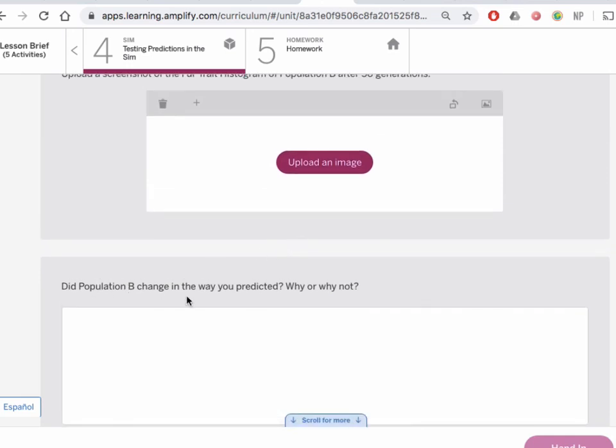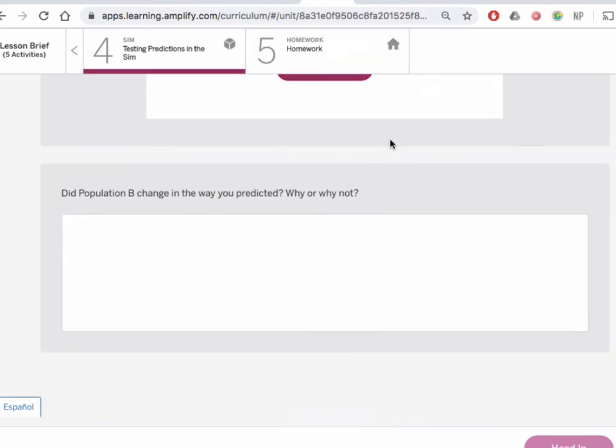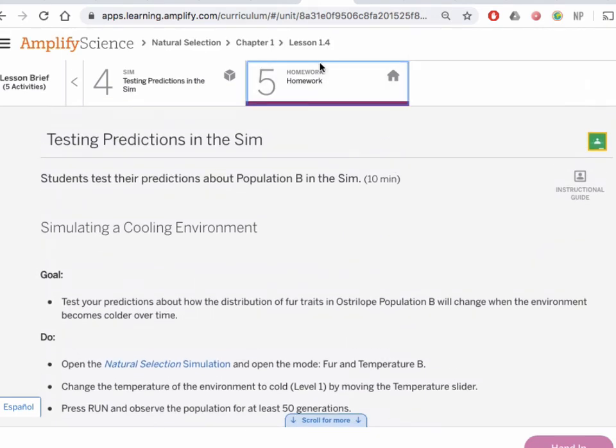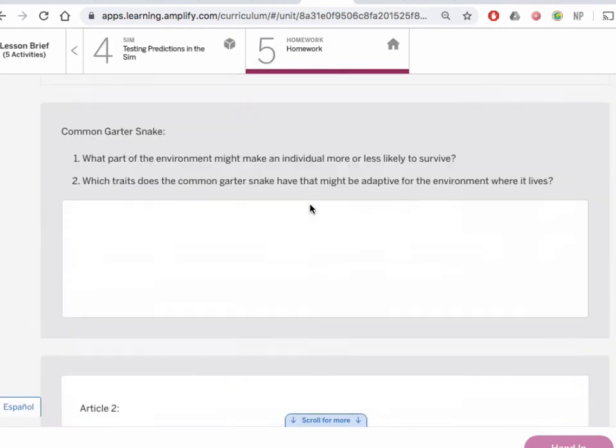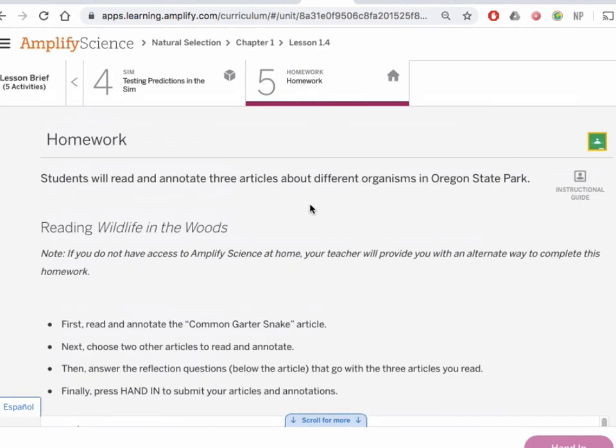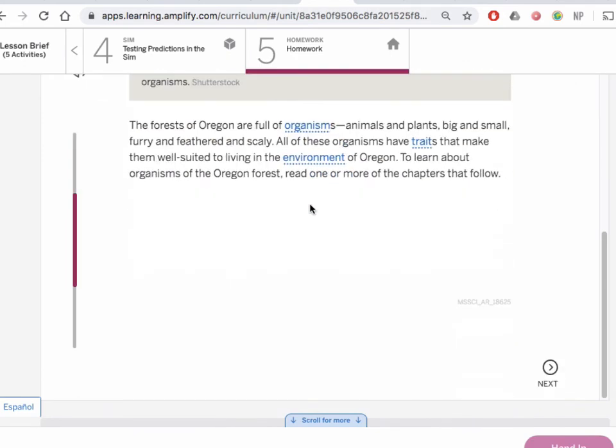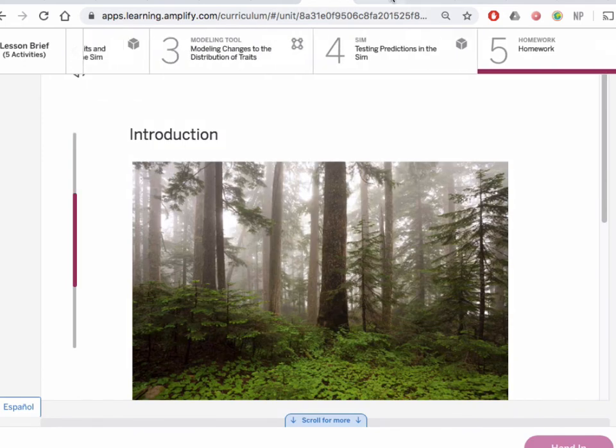And did population B change the way you predicted it would change? You don't have to do the homework here. The homework is about adaptations of different animals, but we kind of did that in class already.